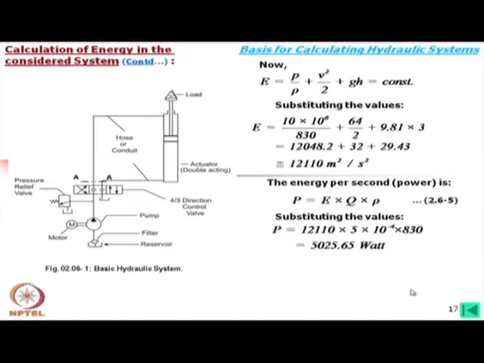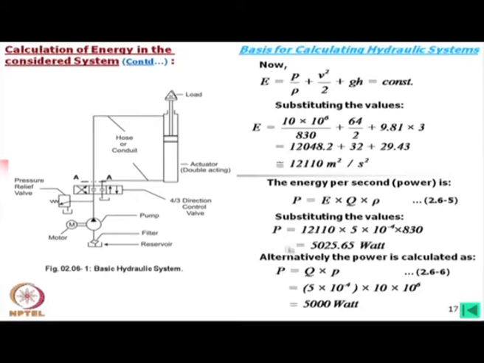So, about 5 kilowatt. Now, if we calculate in other way, that we know this Q and P, in that way it is 5000 watt. Okay. Now, this difference is due to that we have considered the other details factor for calculating this one energy that way. So, we find that is a difference of 25.65 watt. Okay. But if we calculate very accurately both, this difference should not be there. So, this is basic calculation what you need to do for fluid power.